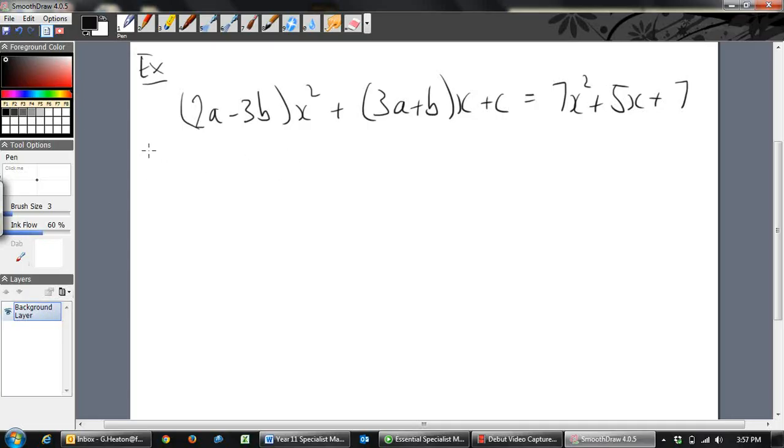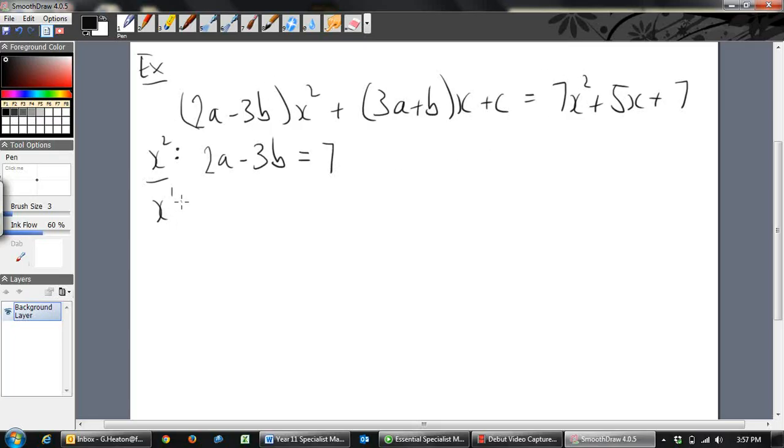Okay, so first off let's look at the powers of x squared. Okay, what have we got of x squared? On this side, how many x squareds do we have? Well, we've got 2a minus 3b lots of x squared. Okay, and there's none others here. On this side, we've got 7. So they must be equal to each other. 2a minus 3b must be equal to 7.